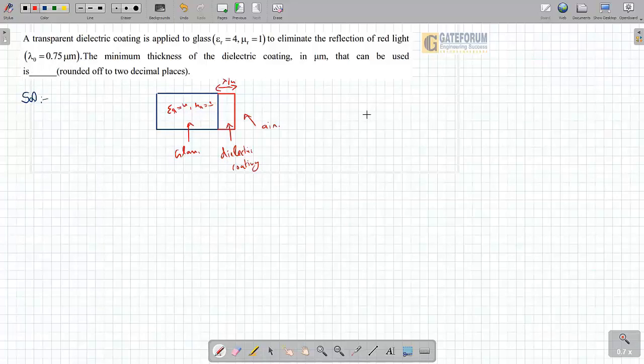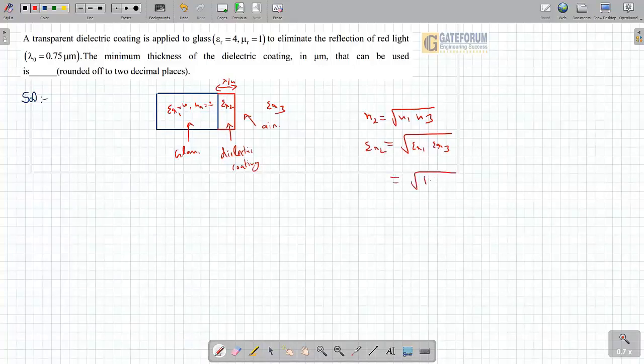So if you apply the principle of quarter wave impedance transformer, I can write the impedance eta 2 is root of eta 1, eta 3, right? And that is nothing but epsilon r1, epsilon r3. So this is epsilon r1, epsilon r3, here epsilon r2. So that will become root of 1 into 4, that is equal to 2. So that is the dielectric constant of this dielectric material plus T, right?